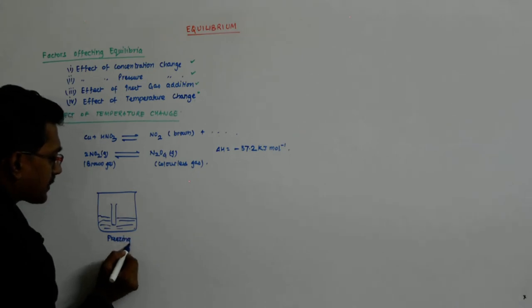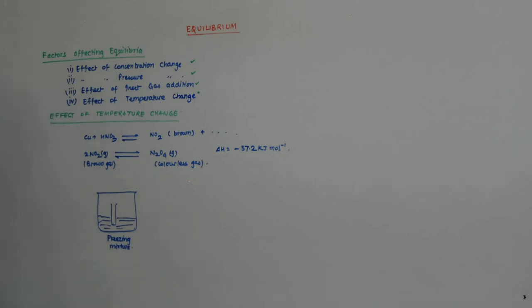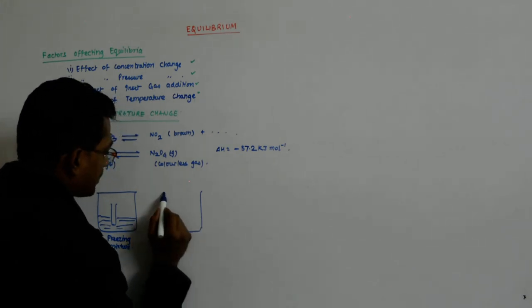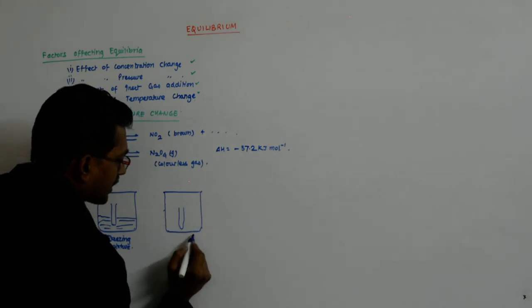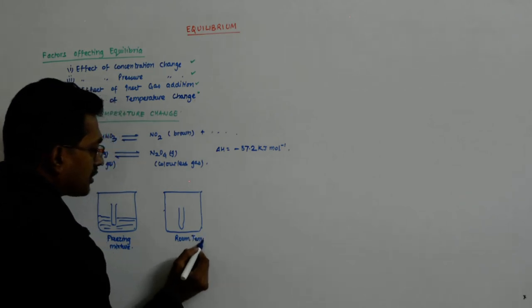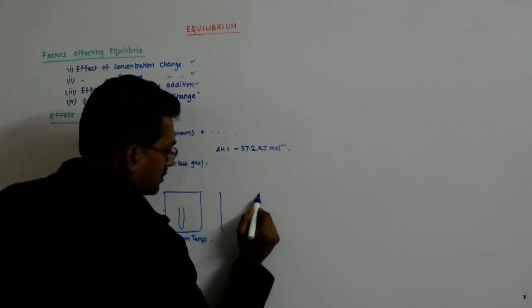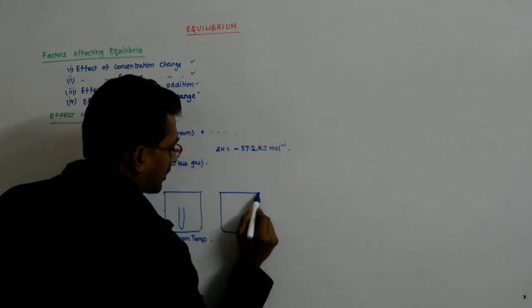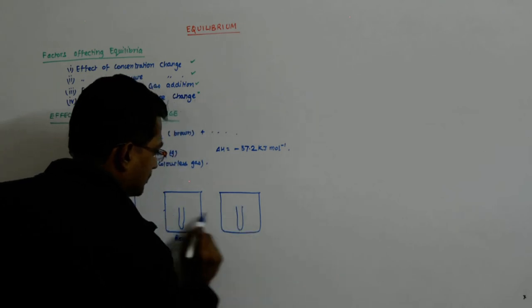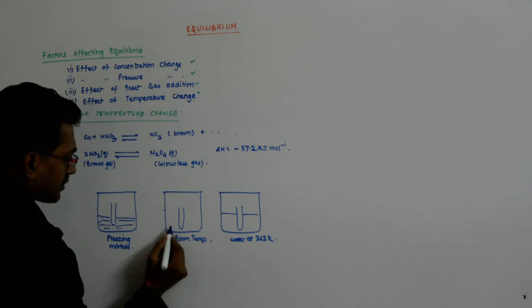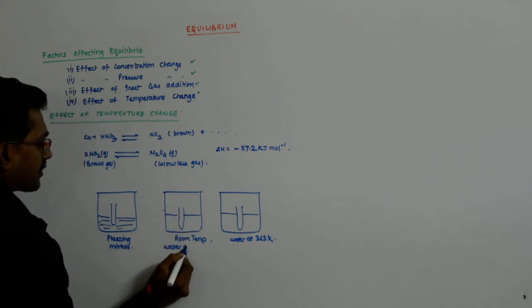You understand freezing mixture? They must have put some ice into 0 degree centigrade water. That will take a lot of time for the temperature to go up. And then you have the other beaker at room temperature, again sealed, and the other one is water at 363K. So that is how much? 90 degrees centigrade. Not boiling but hot enough. So this is water at 363K, and this is water at 298K.